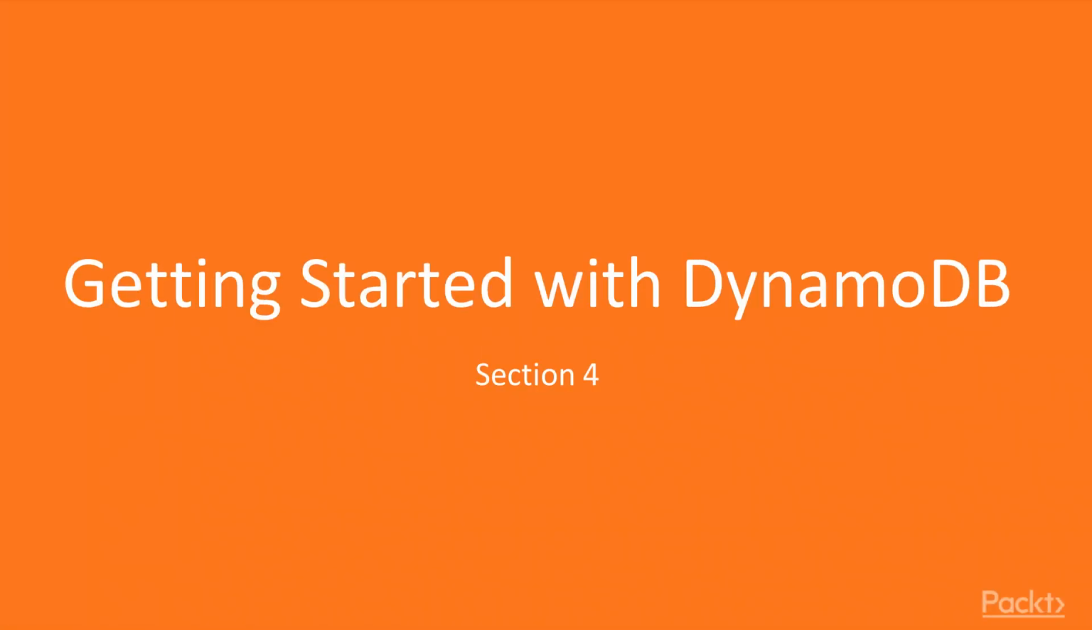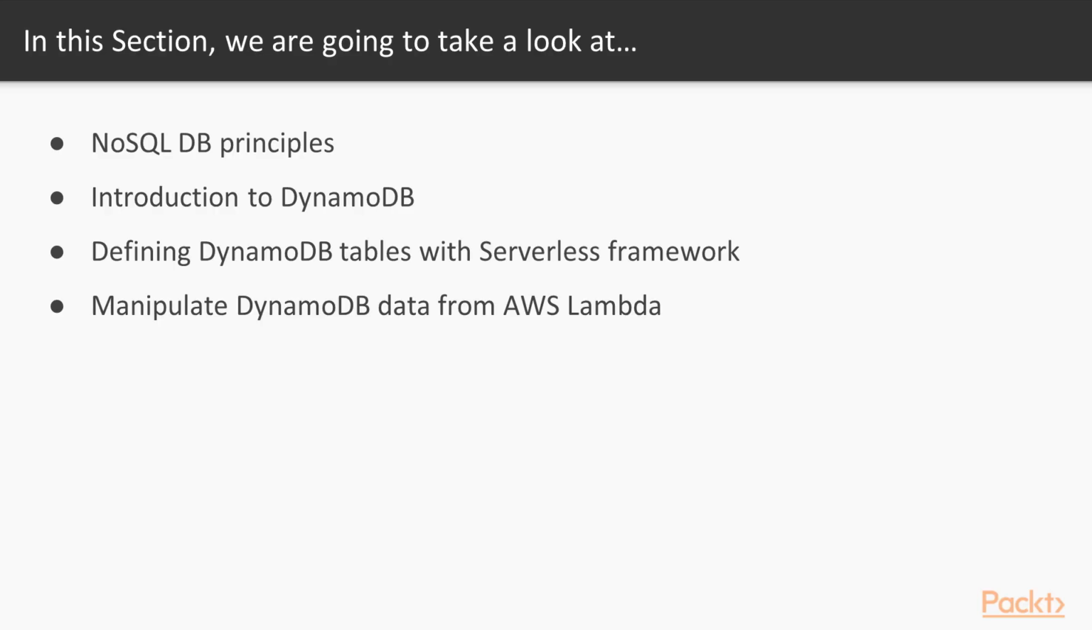Welcome to section 4. In this section we are getting started with DynamoDB. First, we are going to take a look at NoSQL Database Principles. Then I will introduce you to DynamoDB and we will be defining these DynamoDB tables using Serverless framework. By the end of this section, you will be able to manipulate DynamoDB data from an AWS Lambda.